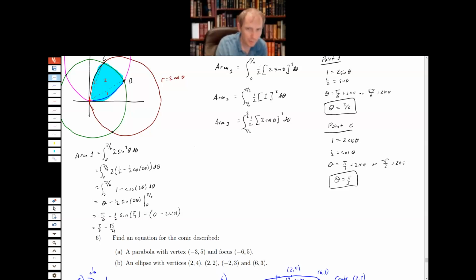Okay, let's look at area 2. That's the integral from pi over 6 to pi over 3, 1/2 times 1 d theta. So I get 1/2 theta. So when we plug in, I'm going to get 1/2 of pi over 3 minus pi over 6. Pi over 3 is 2 pi over 6, minus pi over 6 will give me a pi over 6, times a half gives me pi over 12.